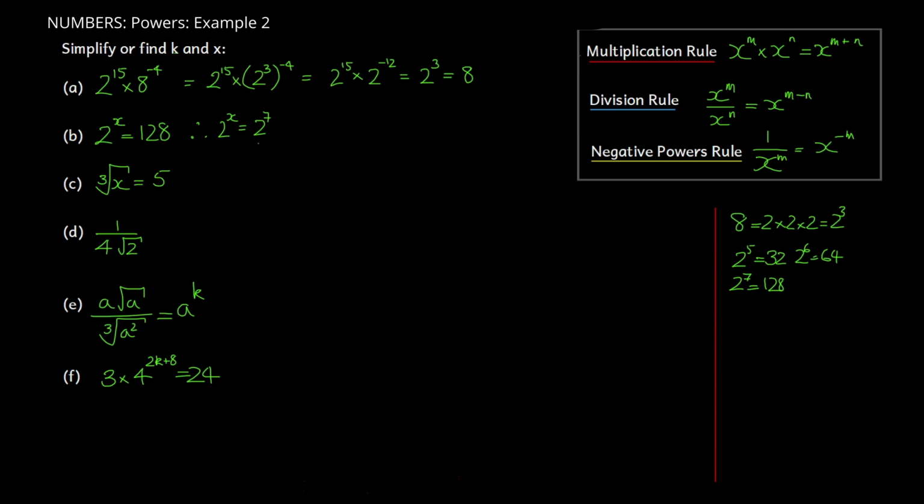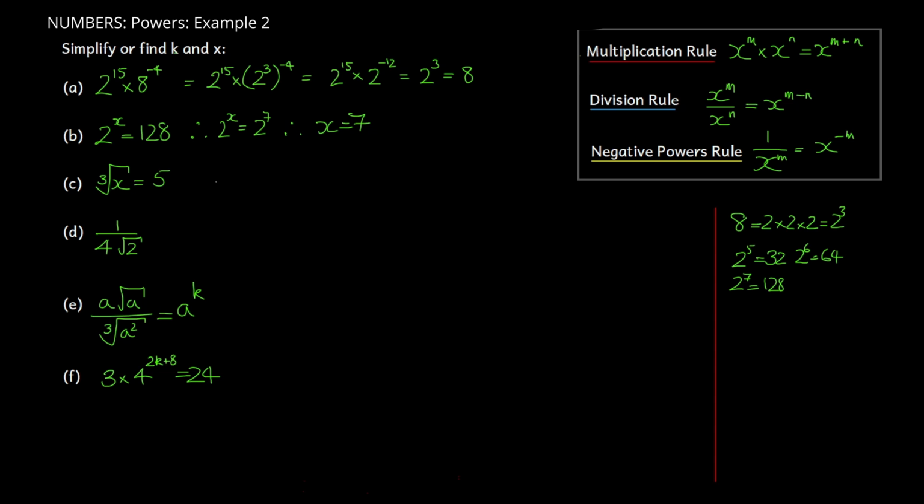Now, we've got the same base number on either side of the equation, and they're raised to different powers. It means that the power line must be equal. So we get x is equal to 7, and that's your answer. Part C. The cube root of x. Right, to remove a cube root, we can simply cube it.